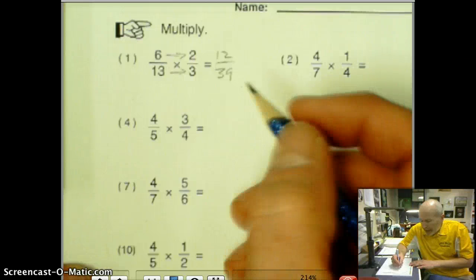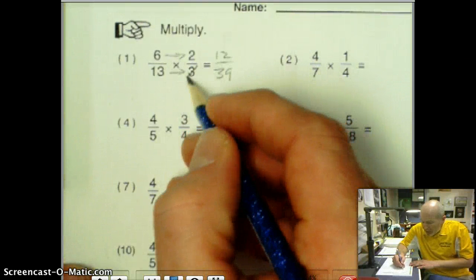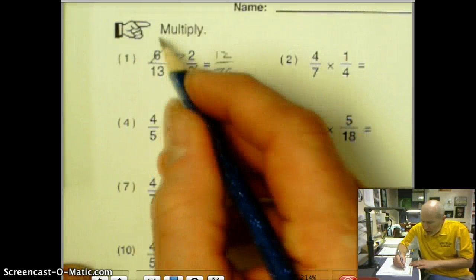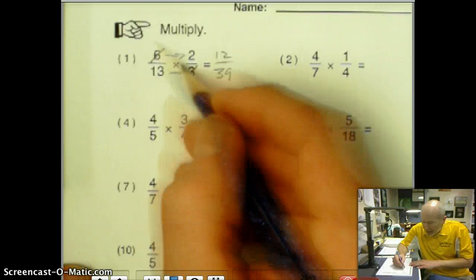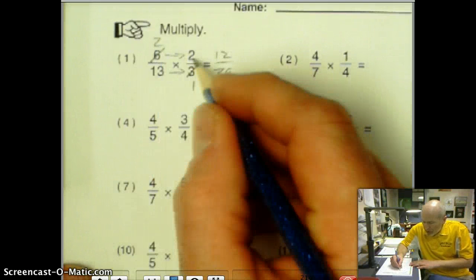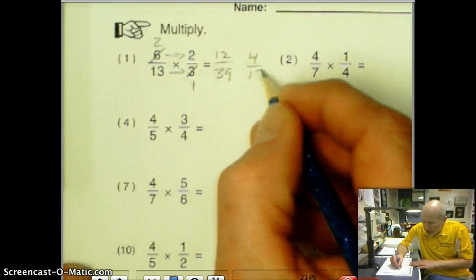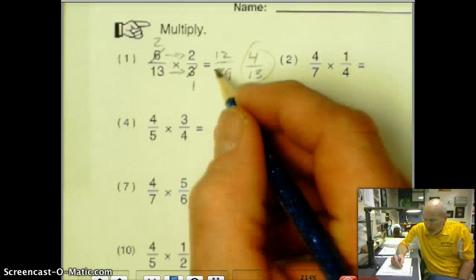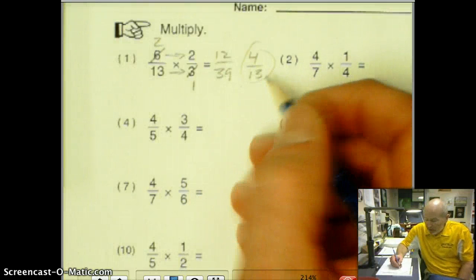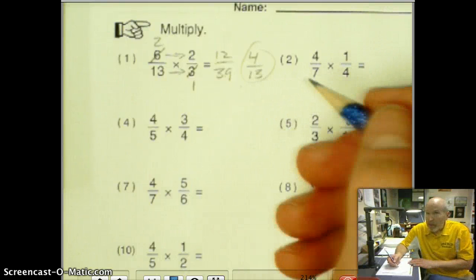I'm a little bit lazy. I like reducing right up front. If I divide this number by 3, it's 1. I can divide this number, because diagonally from that, by 3, that's 2. I get 2 times 2 is 4. 13 times 1 is 13ths. These two answers are the exact same answer. However, this one is in simplest form, and that's the way we need to express them.